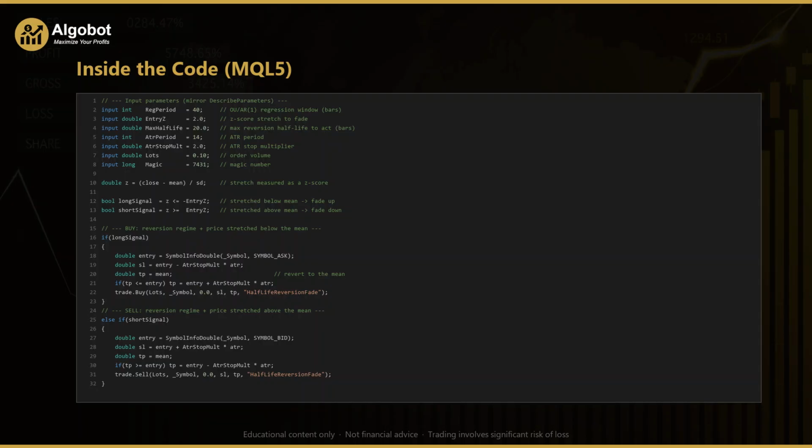The sell block is the mirror image. When the short signal is true, the entry is taken at the bid, the stop loss sits the ATR multiple above the entry, and the take profit is again the mean. Trade.sell sends that order. Both sides share the same simple idea. Fade the stretch, target the average.